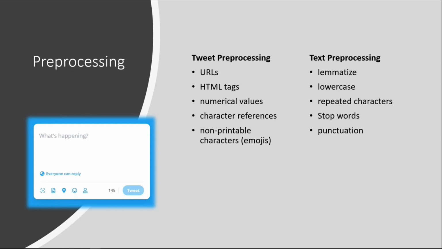We've broken the pre-processing step into two stages. The first one being tweet pre-processing, where we will clean the messy tweets by removing things unique to social media posts, like URLs, HTML tags, non-printable characters, and numerical values. Once the tweet pre-processing and cleaning is done, we move on to the text pre-processing, which we've learned more about, such as lemmatization, converting to lowercase, removing repeated characters in words, removing stop words, and removing punctuation.